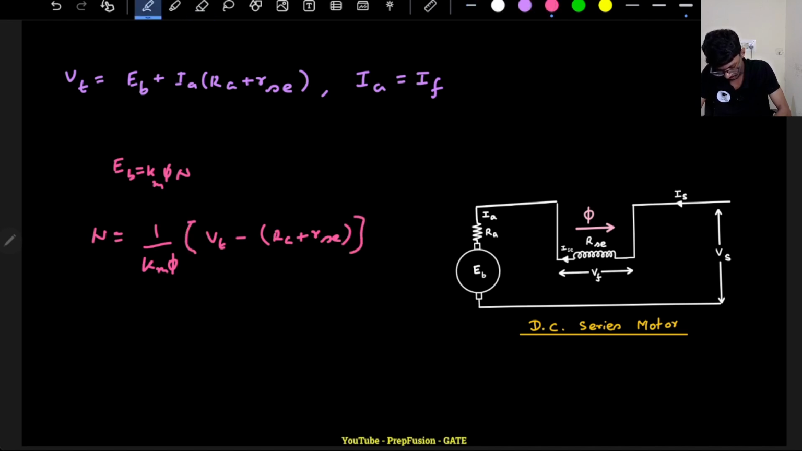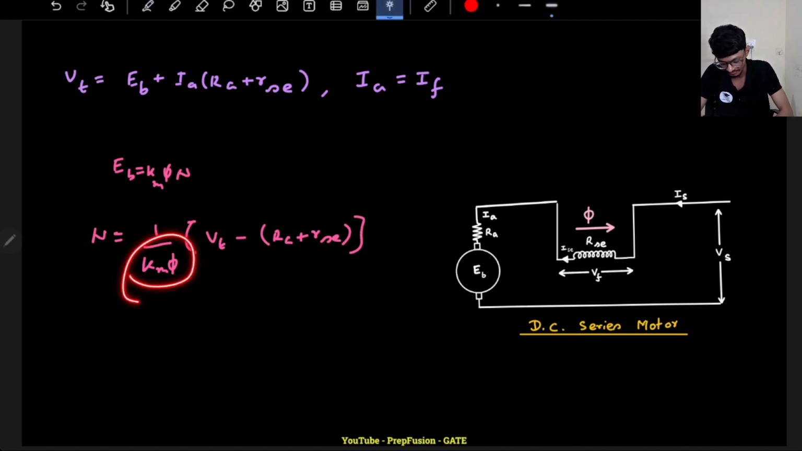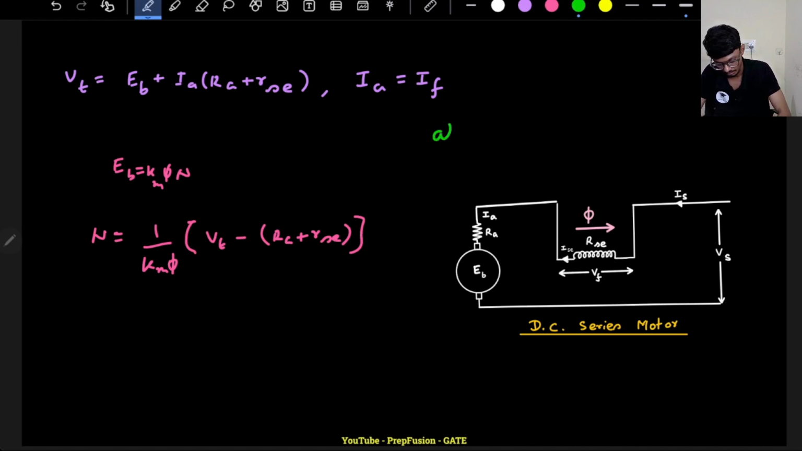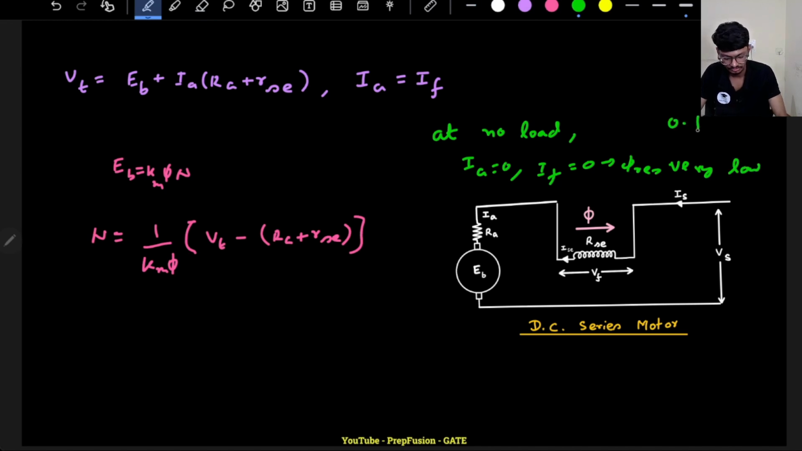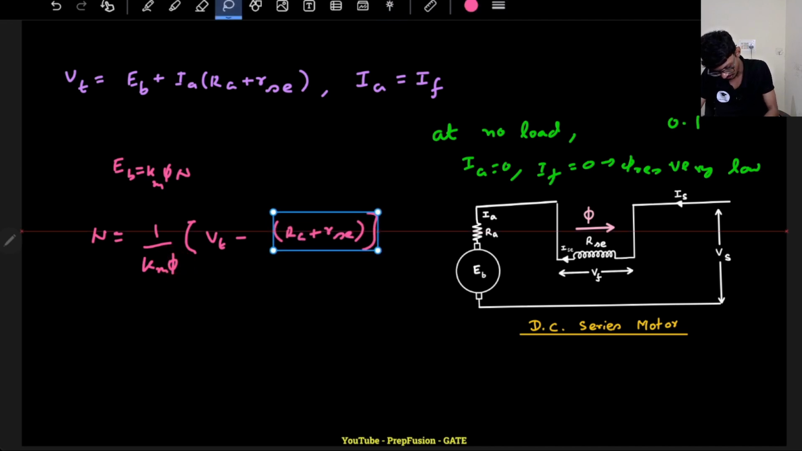Now you might have a doubt: what if we operate our DC machine at no load? At no load, the armature current is 0, so the field current is 0. So whenever there is 0 field current, what happens? Residual flux. And generally this residual flux is a very low value, like 0.1 or something, right? Sorry, this is Ia into (Ra plus Rse), right?